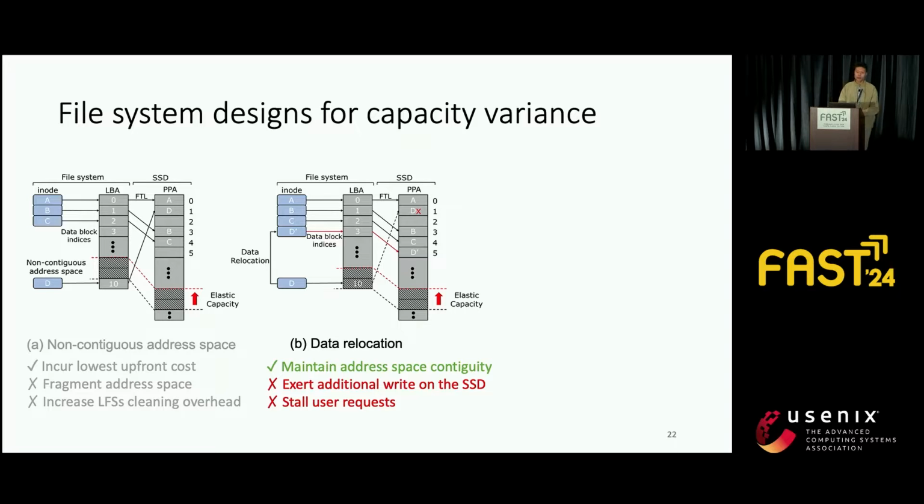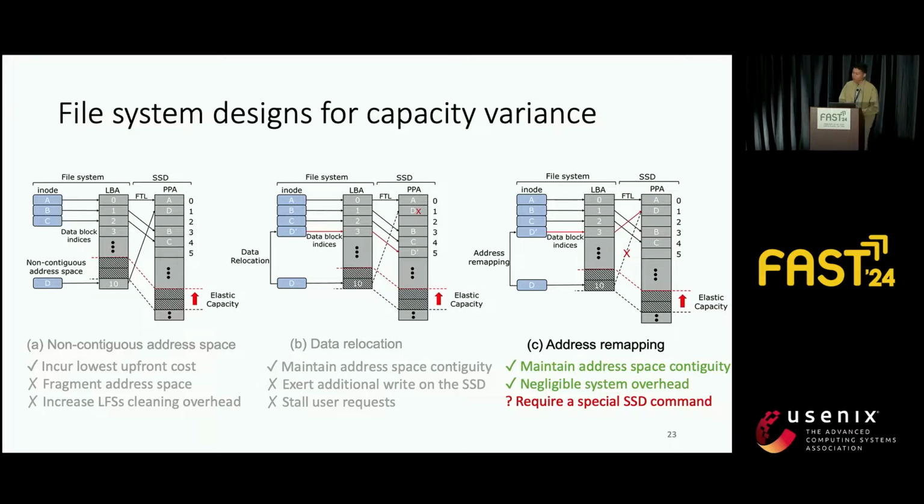Second, similar to segment cleaning or defragmentation, the file system can physically relocate the valid data from the to-be-shrunk area to a lower region before the capacity reduction process. This approach maintains the contiguity of the entire address space. However, data relocation exerts additional write pressure on the SSD, and the overhead is proportional to the amount of valid data copied. Moreover, user requests are potentially stalled during the reduction process.